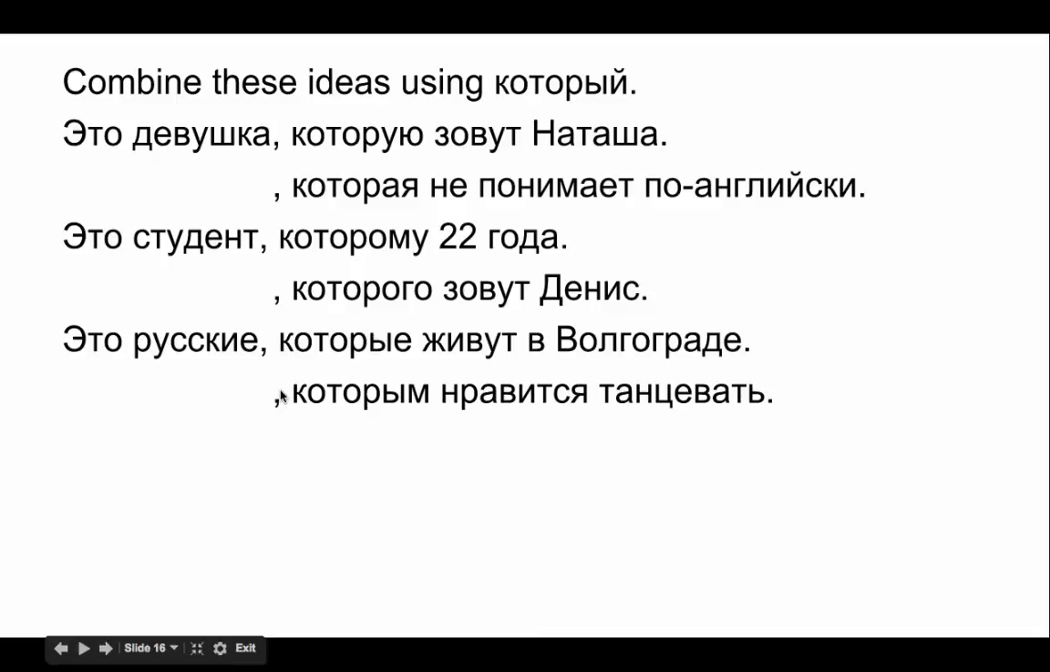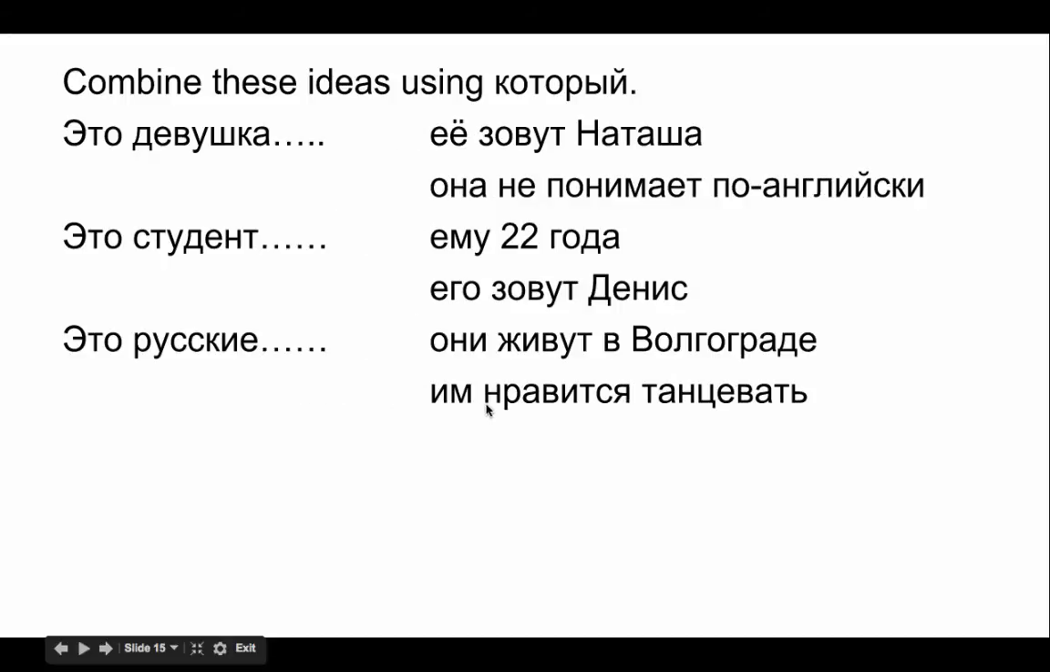Это русские, которые живут в Волгограде. Here, nominative, because they are the ones living in Volgograd. Plural, of course, because of plural русские. Это русские, которым нравится танцевать. Remember with нравится, we have to use dative. So who likes to dance? Им нравится танцевать. And we see we have a little clue here with им.